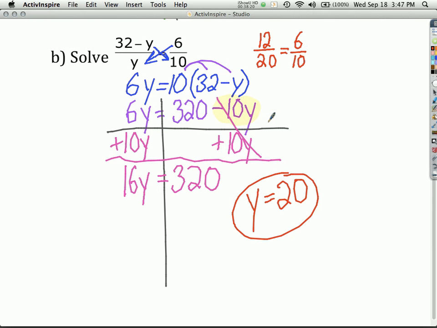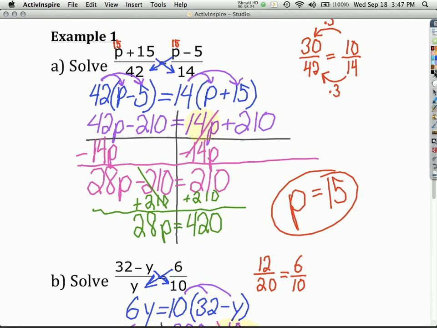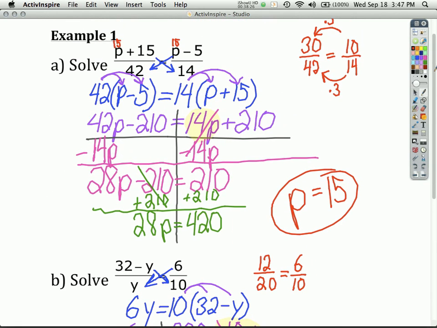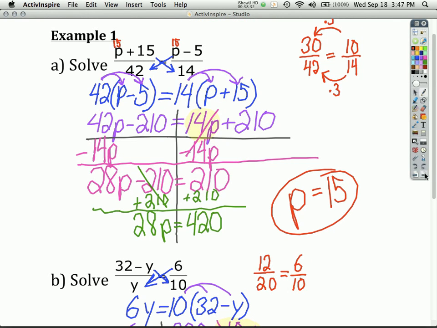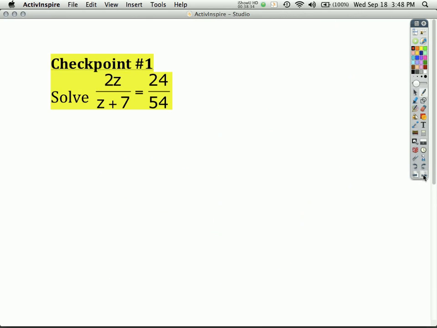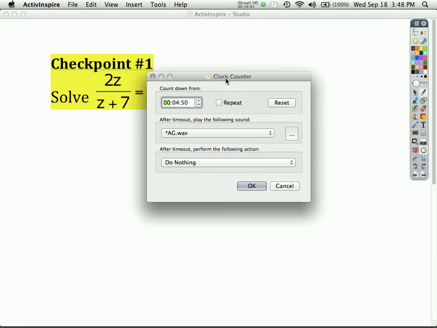Does anyone have any questions on how we solve these two complicated proportions? Comments or questions? All right, let's see how you do on your own. Checkpoint number 1. You got one question. You got 3 minutes.